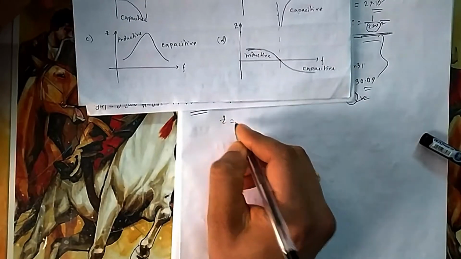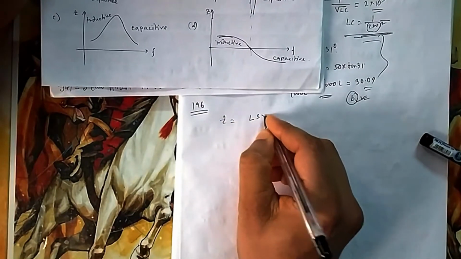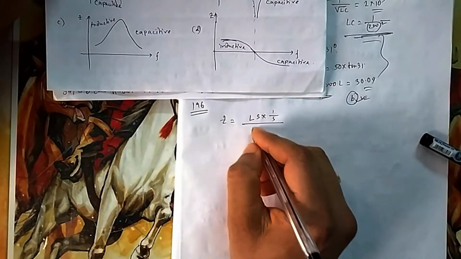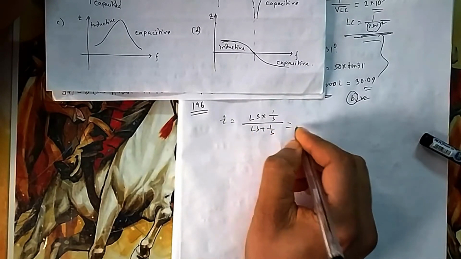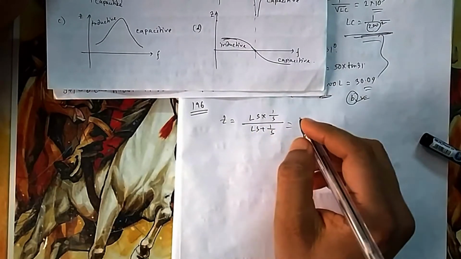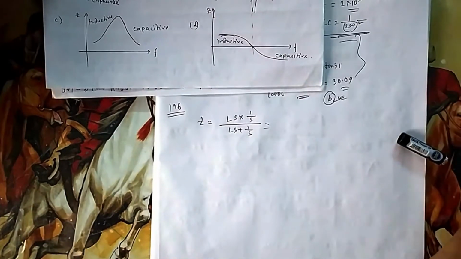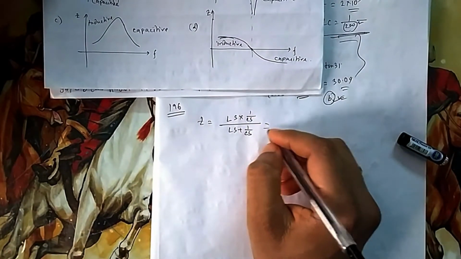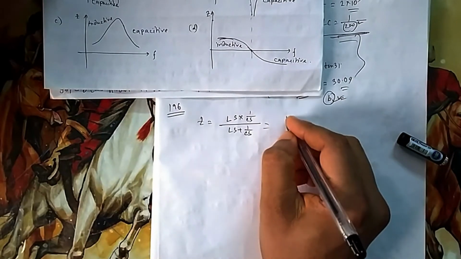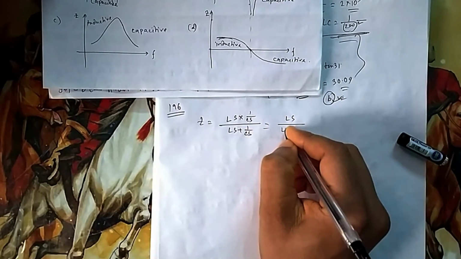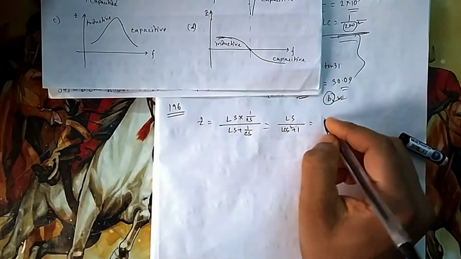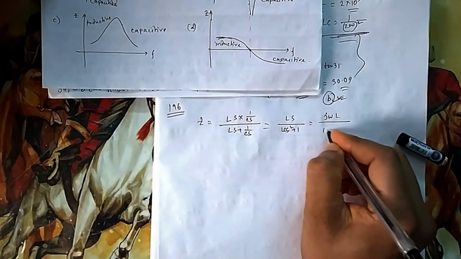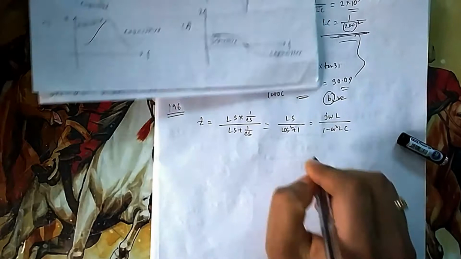If I go for LS in the Laplace domain, and that into that divided by this plus this, or you can do any domain. It is not necessary that you do it in my way only. So this is CS, this is 1 by SC. So if you do it, it will be LS by LC S square plus 1. So if you put j omega, it will be j omega L by 1 minus omega square LC.